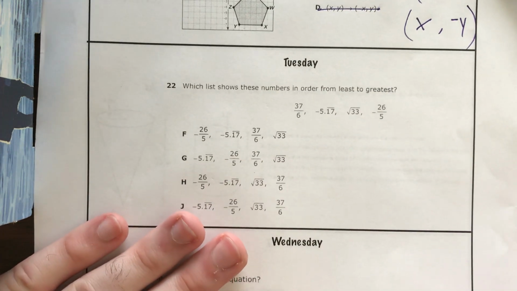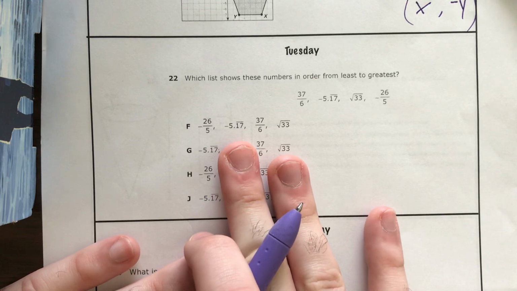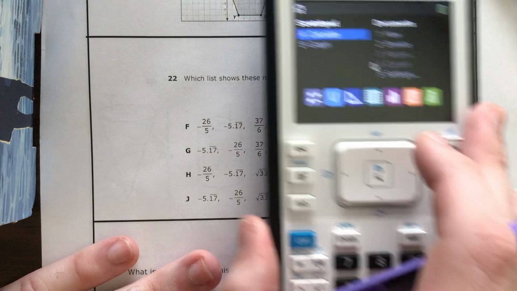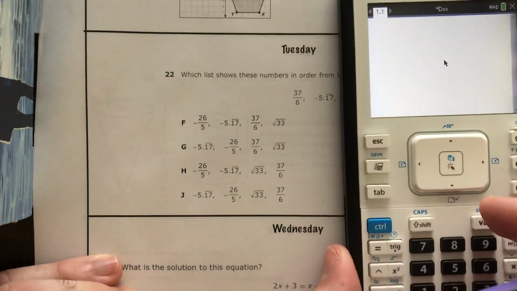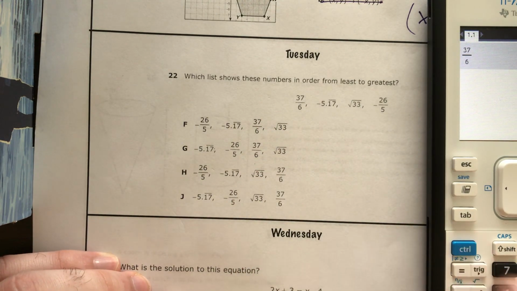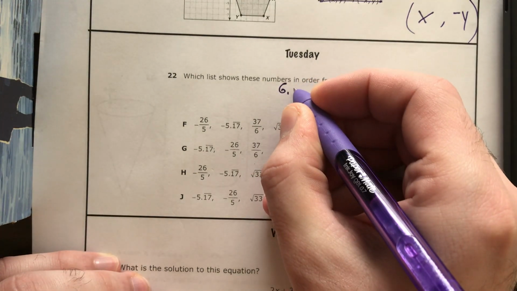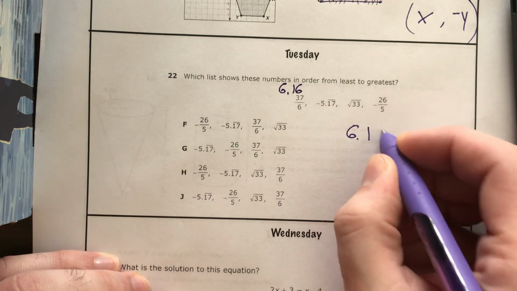Number 22, I know you don't have your calculator at home, but what you can do is use the calculator that I've posted on the Google Classroom. I do have one of our calculators here. All you have to do is divide. So 37 divided by 6 as a decimal is going to be about 6.16. Actually, I'm going to write it down here. So 6.16.